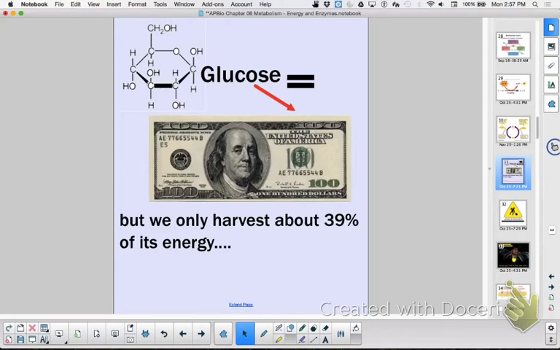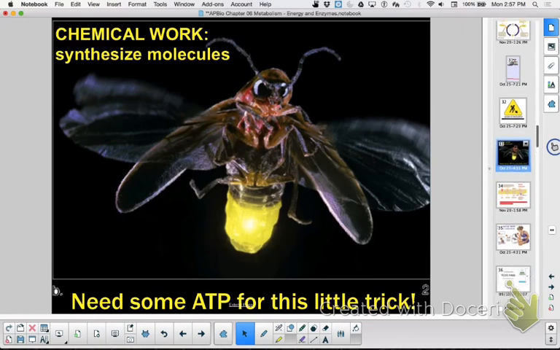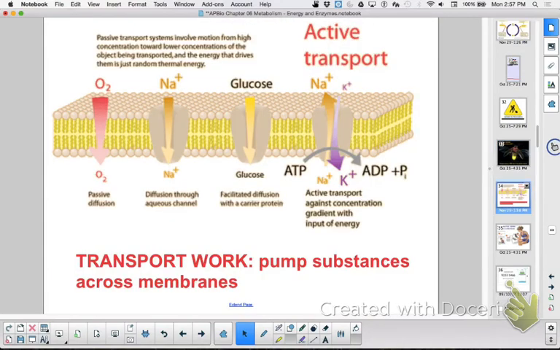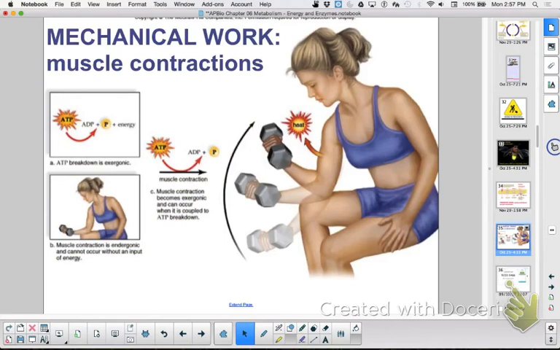But anyway, why do we need ATP? It falls under 3 big categories. Chemical work, if you're going to do any endergonic reactions where you need to synthesize something, transport work across a membrane, and mechanical work like muscle contractions or movement of a cytoskeleton, flagella, etc.